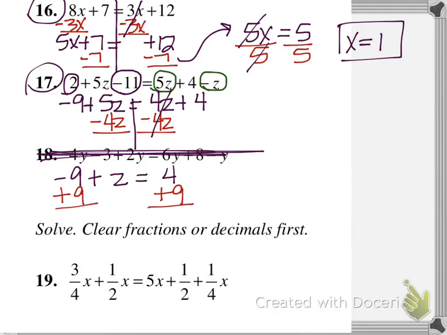My minus 9 and plus 9 zero out, so on the left side I'm left with z, and on the right side I'm left with 13. So this problem required some simplifying before I started moving terms, and then I had to collect my variables on one side before I could move through the problem.